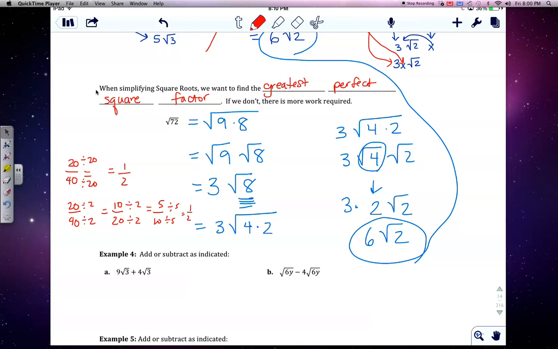I still get the same answer, but how many extra steps did I have to do? 1, 2, 3 more steps. And if you find the largest common factor, it saves you some steps. Same idea here. If you find the greatest perfect square factor, then you have less work to do. So I always suggest looking at the list correctly.